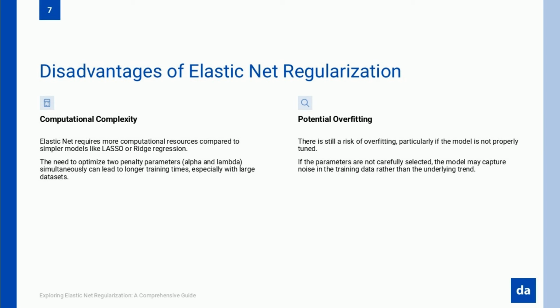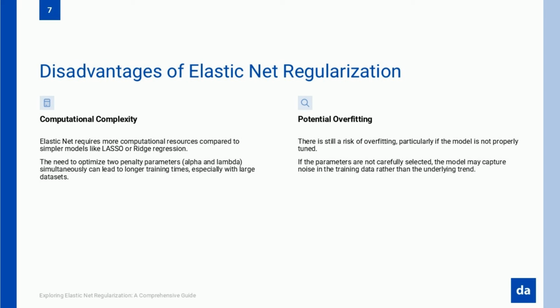Then there's computational complexity. Unlike Ridge or Lasso, where you only have to tune one penalty parameter, Elastic Net makes you juggle two, lambda 1 and lambda 2. This means that training an Elastic Net model takes more time and computational power, especially if you're working with really large data sets. It's like trying to find the perfect balance between spicy and sweet in a recipe. You have twice the number of dials to adjust. That's why cross-validation is so important, but we'll get to that later.